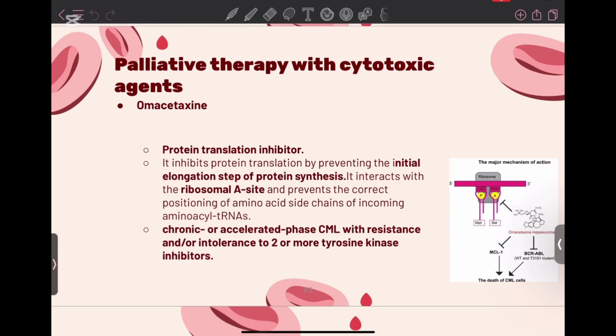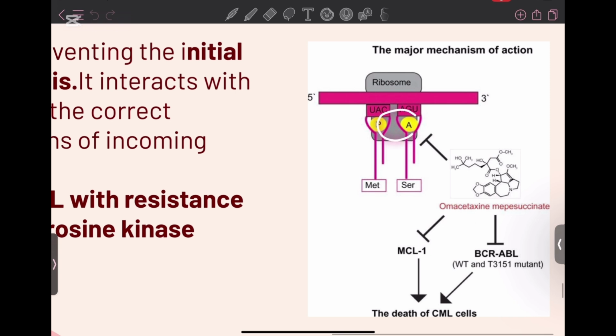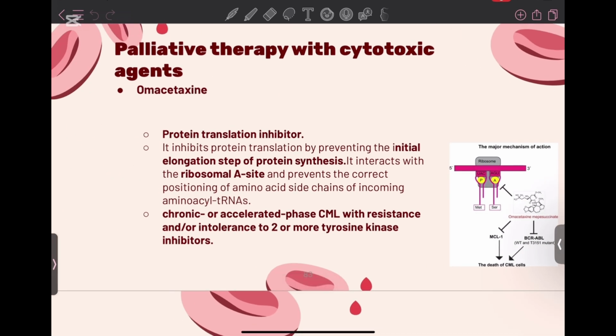Then last but not least is omacitaxine. It's a protein translation inhibitor. It basically inhibits the initial elongation of protein synthesis by binding to the ribosomal A site. So basically this is the ribosomal A site. You're going to block it, so you can no longer continue the elongation step of protein synthesis. This is going to halt protein synthesis, and the cancer cells will no longer be able to synthesize proteins.